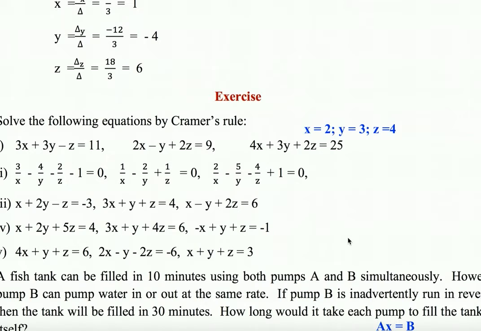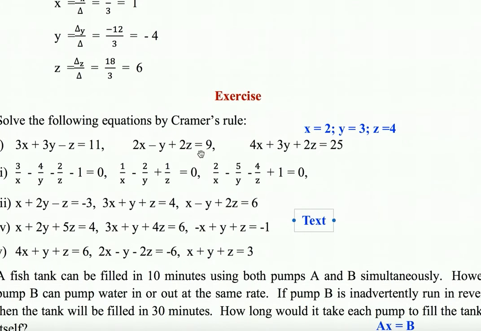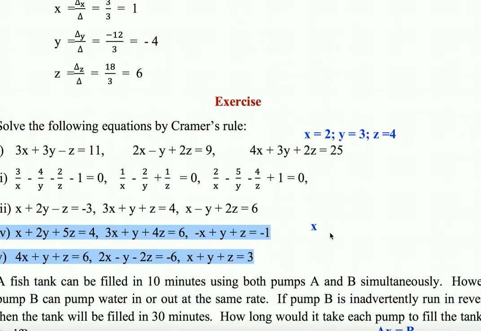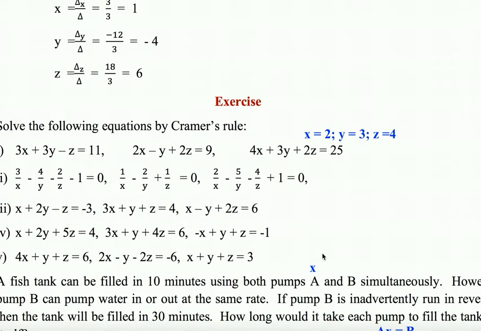We need to use Cramer's rule only. So let's write the equations. Let's say pump A works for x amount of time if it runs alone, and B, if it runs alone, needs y minutes. It needs x minutes, it needs y minutes to fill the tank. That is our assumption. If both pumps are flowing simultaneously, then it is going to be 10 minutes.